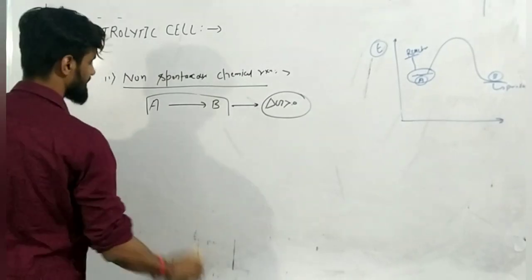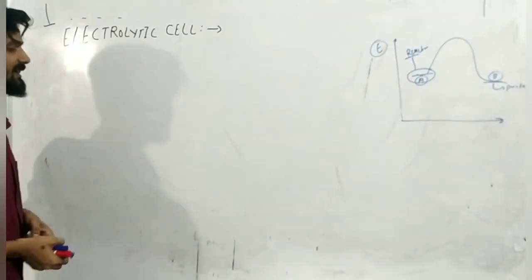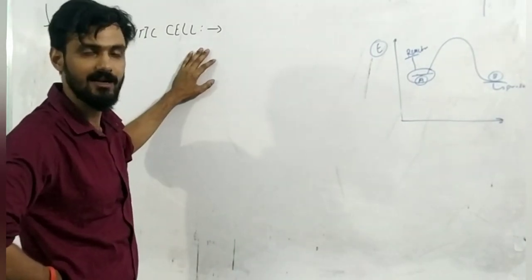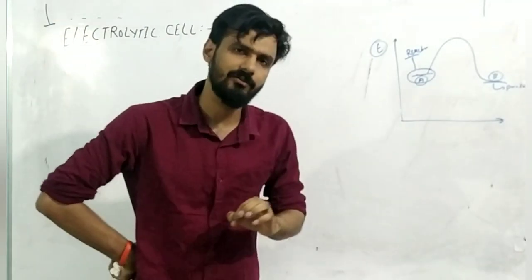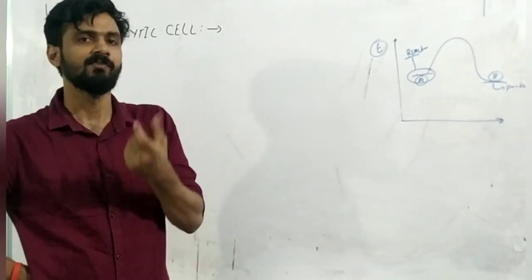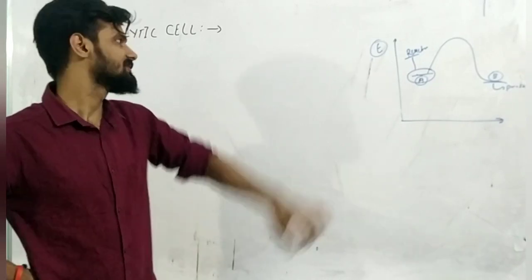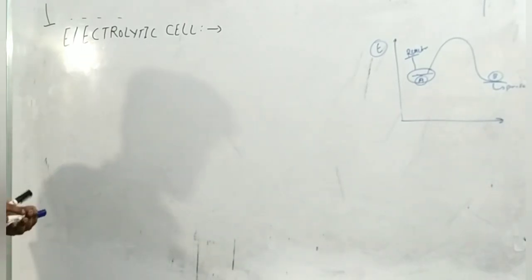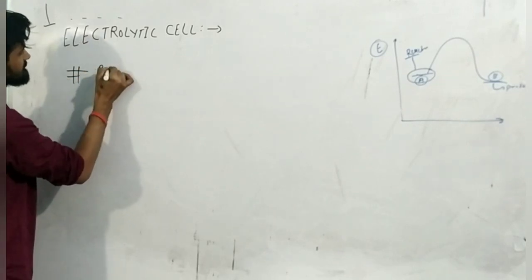Okay, so understand one thing now. If you are going to carry out a non-spontaneous chemical reaction in an electrolytic cell, then definitely the driving force will be the electric current. So I think it's very clear to all of you. What will be the driving force for the electrolytic cell for the non-spontaneous chemical reaction? That driving force will be the electric current. Now I am going to the construction part of the electrolytic cell. So just try to understand the construction.